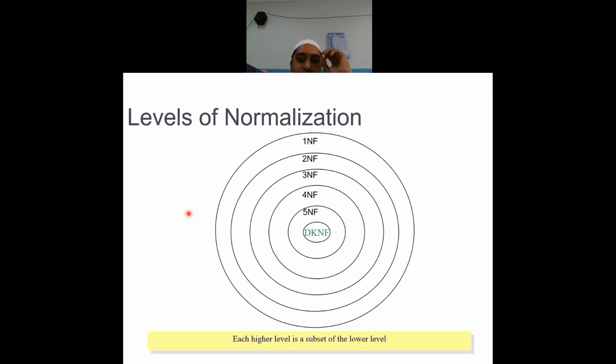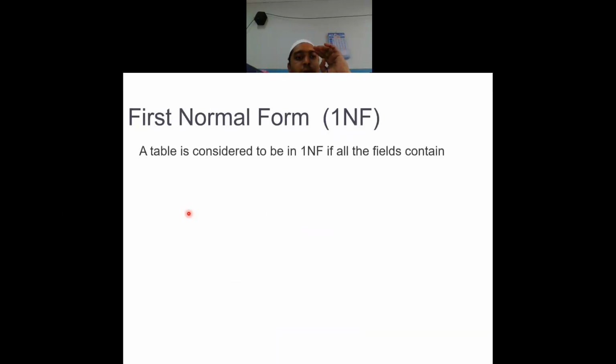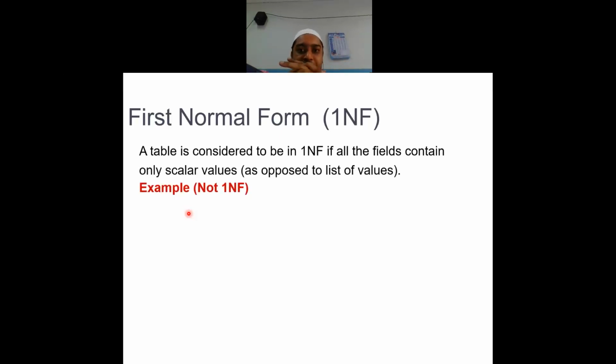So a diagrammatic overview of normalization is also depicted in these circles. In some of the textbooks, it has been given like this. So what was the first normal form? First normal form states that for a table to satisfy the first normal form criteria, all the fields of the table should contain only scalar values, not any list of values.